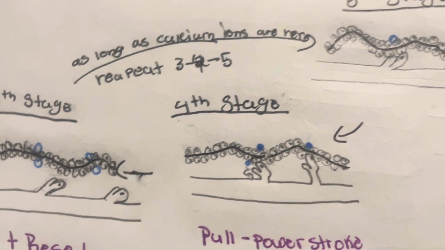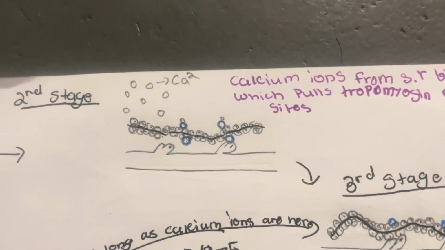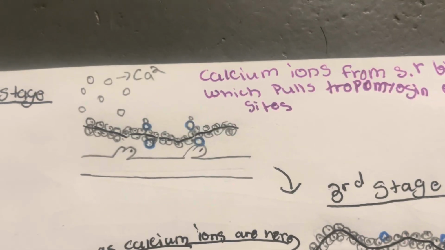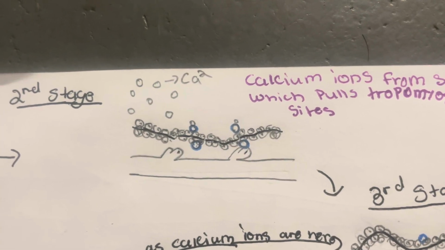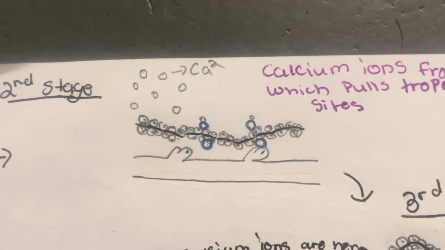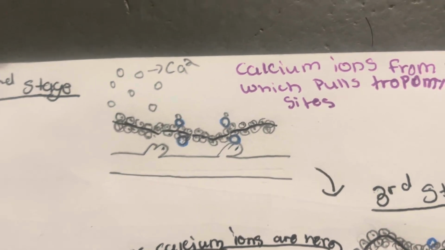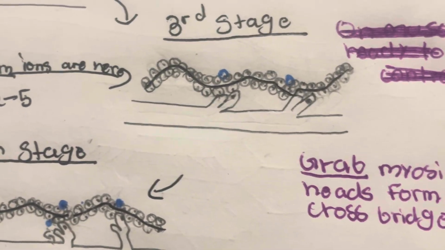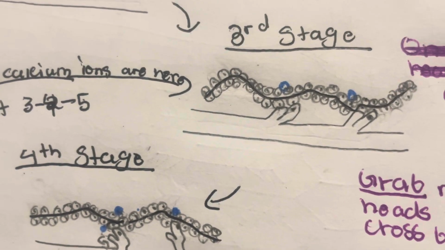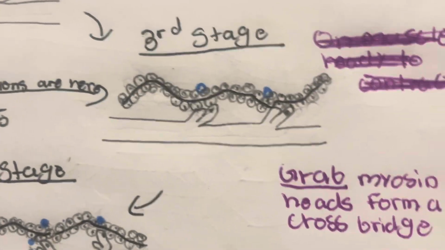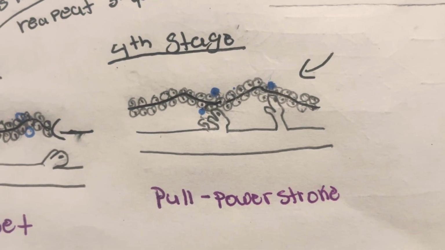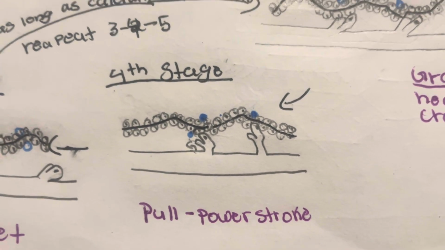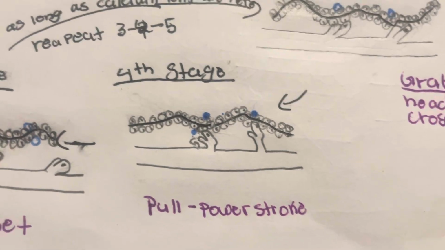Okay, let's recap now. In stage 2, the calcium ions came from the sarcoplasmic reticulum and pull the tropomyosin off the binding sites, which makes the muscles ready to contract. Then in stage 3, the myosin heads grab onto the actin molecule, forming a cross bridge. Now, the myosin molecules are pulling on the actin molecule. This also forms a contraction.